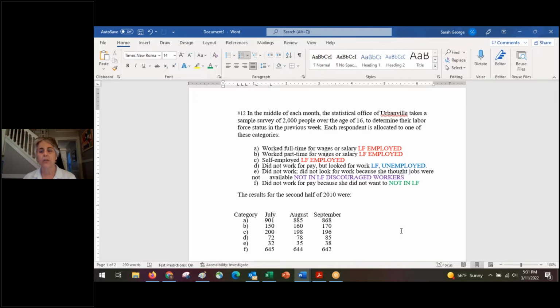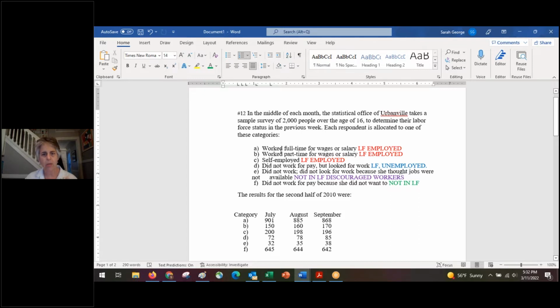So I'm going to teach you who's in the labor force, how you calculate the unemployment rate, who discouraged workers are, and if they were included in the unemployment rate calculation, that number would be a lot higher. So first, let's start with who's in the labor force. The way you want to do this problem, you see here in Urbanville, they've got 6 different groups of folks. And for each group, you have to decide, are they in the labor force? And if they are, are they employed or are they unemployed? So let's go through one by one.